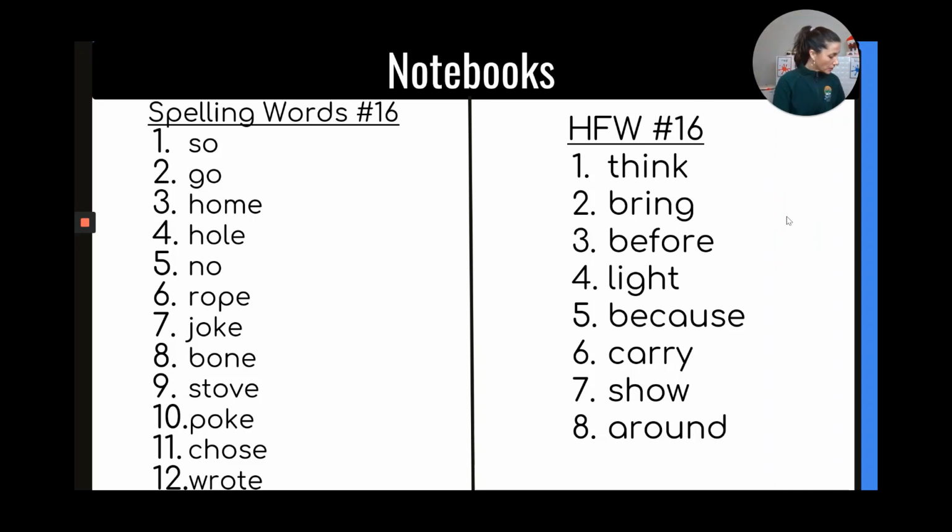Okay, so that is it. I will put some of the sight words on the Lilo in case you are done with your work. You can go and practice some sight words on the Lilo, okay? And other than that, I will see you tomorrow.